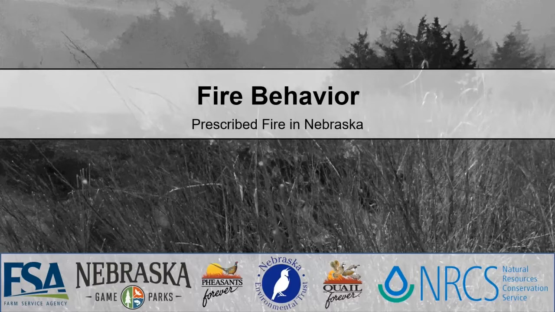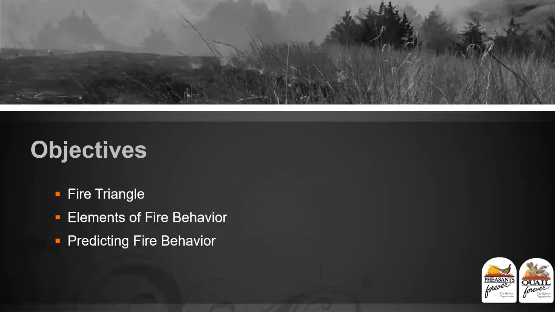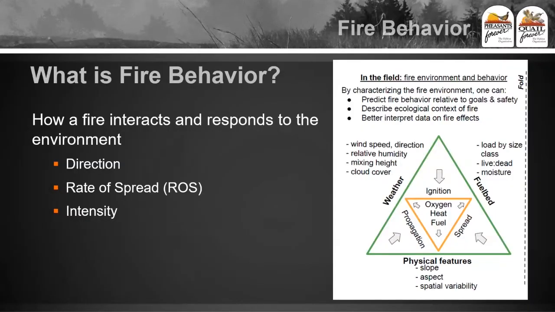So this is kind of it. We're going to go through some of the very basic stuff. There's a bunch more behind this, but we're going to keep it real simple. So fire behavior basically is how our fire is interacting and responding to the environment. There's all these different factors that go into it. Wind speed, direction, humidity, mixing height, what our fuels are, slope, aspect, rate of spread, all these different things are basically in the environment affect our fire behavior.